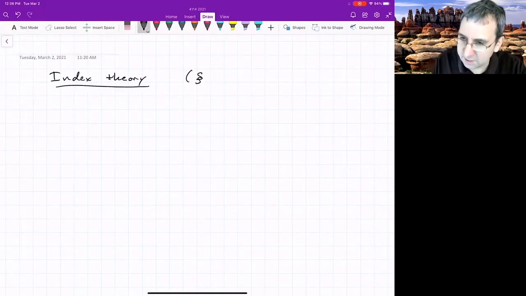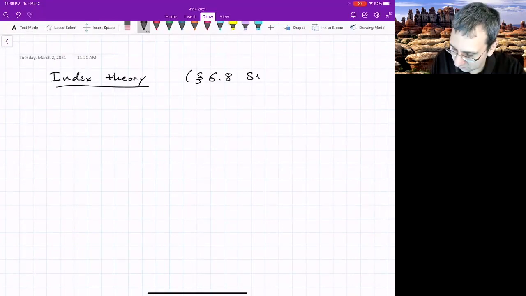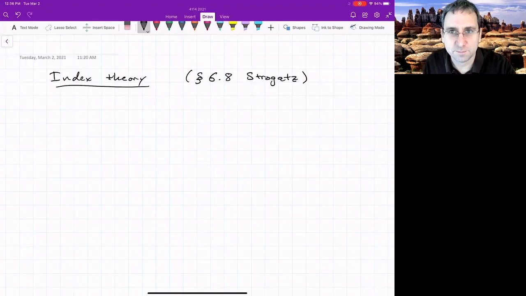Index theory, section 6.8 of Strogatz. What we've done before, looking near fixed points, linearizing near fixed points, is an example of a local method. And that gives us a detailed view of what trajectories are like in the neighborhood of a fixed point only. So that's what I mean by local, in this infinitesimally small neighborhood.